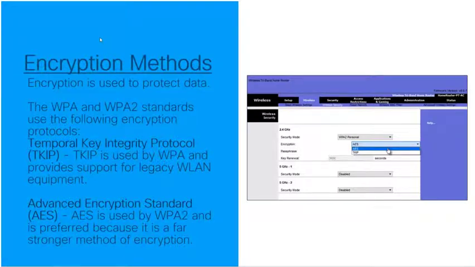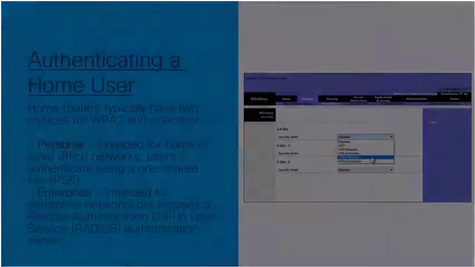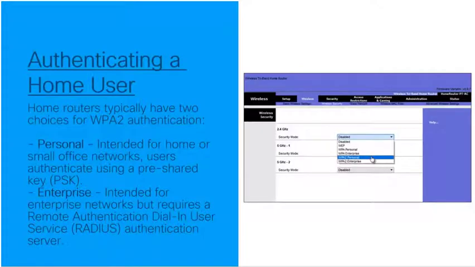AES is the encryption method used by WPA2. It's the preferred method because it's a far stronger method of encryption. Now, when data is encrypted, people would have to literally capture that data and break through the encryption in order to get to the original data. So what should we use when deploying a home wireless LAN? Well, first off, we're going to go with WPA2 authentication. We want the strongest authentication, which is WPA2 using AES encryption.